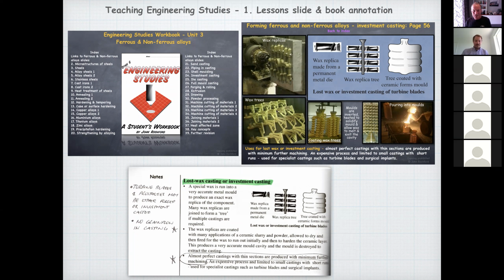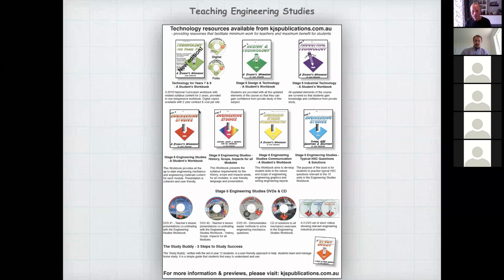Okay. So this is how I used to teach engineering. The students would walk into the classroom. They would have their engineering studies book, this engineering studies book, and the slide that I would use. Sorry, I've jumped ahead. I just want to explain these resources first, then I'll go to that slide.